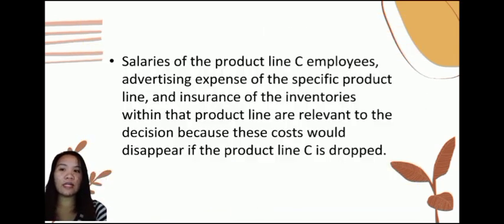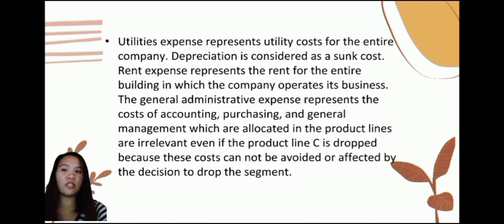The salaries of the product line C employees, advertising expense of the specific product line, and the insurance of the inventories within the product line are relevant to the decision because these costs will disappear if the product line C is dropped. Next are the utilities expense that represents utility cost for the entire company. Depreciation is considered as a sunk cost. Sunk costs are always irrelevant when choosing among alternatives because it is a cost that has already been incurred and cannot be changed regardless of what a manager decides to do.